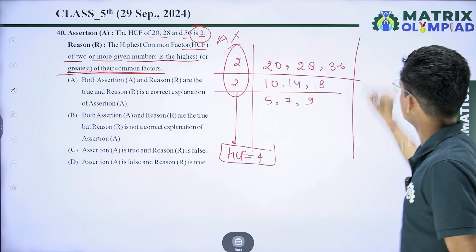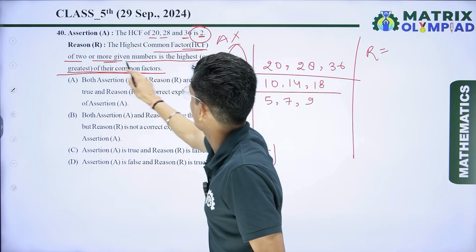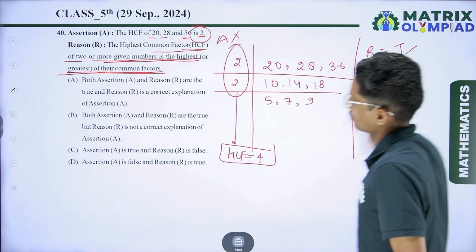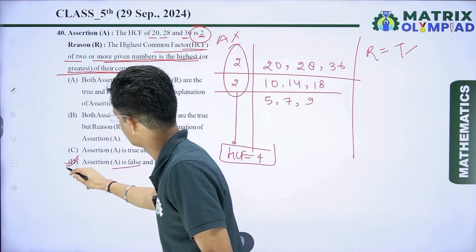If I talk about reason, the highest common factor of 2 or more given numbers is the highest common factor. Yes, true. So assertion is false and reason is true. So here option number D is correct.